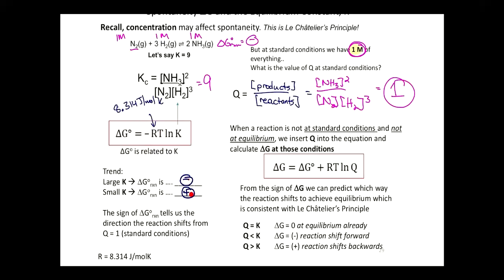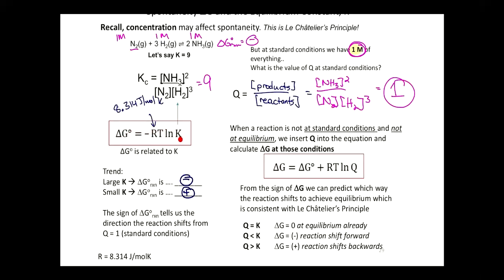So yeah, the signs tell us, if we start at standard conditions, so Q of 1, which way does the reaction have to go to achieve equilibrium? If K is really big, like a big positive number, it has to go forward. Delta G is negative. But if K is a really small number, the reaction has to go in reverse and make more reactants.